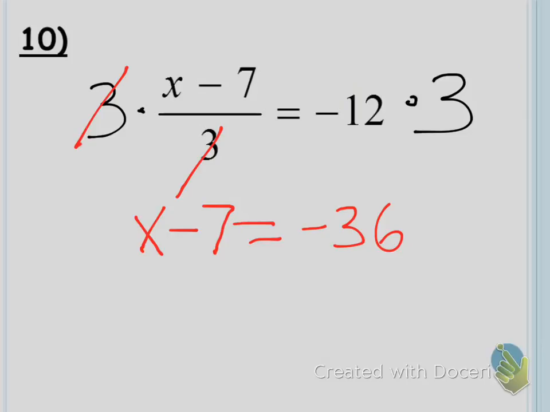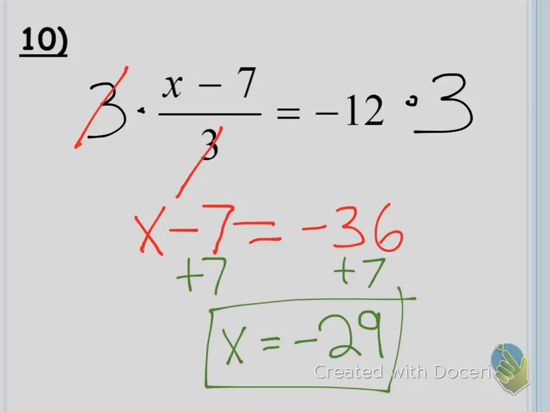All right, what should I do now? Add 7 to both sides. Very good. So this is x equals negative 29. How did you answer that? I've been doing math for a while. 2 steps. 2-step equation.